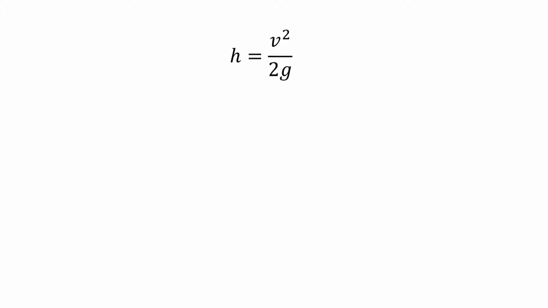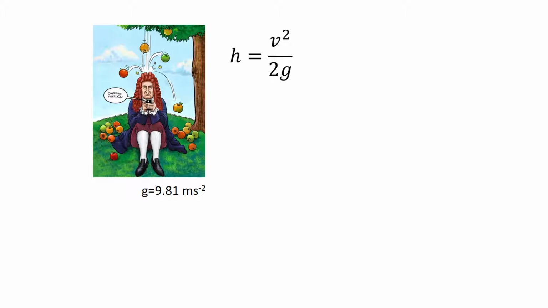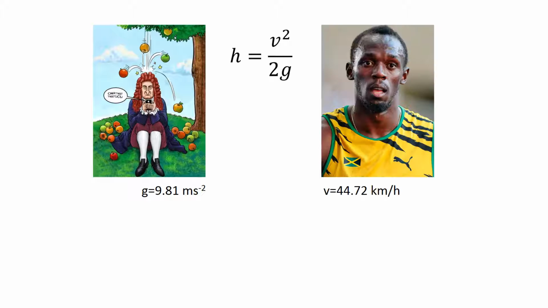Okay, so that's our equation now. All we need to do now is plug in some numbers to figure out what the highest pole vault could be. We know g is 9.81 meters per second squared, and we know that the velocity of the fastest human on Earth is 44.72 kilometers per hour, which is quite fast.